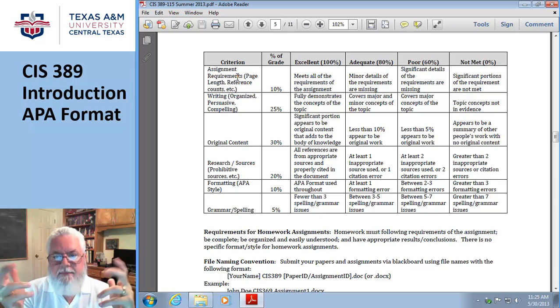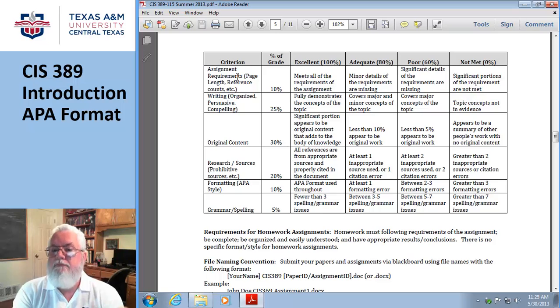The next one is the writing part. 25% is writing, and this is not an English class, okay? I'll admit that. But I do want you to be organized. I want you to be persuasive. I want you to be compelling. I want you to demonstrate that you understand the concepts of whatever the topic is for the paper. If you can show me that you know what the hell you're talking about, you're good. So the writing part really isn't grammar and spelling. That's not what I'm after. I'm talking about, can you demonstrate that you actually know what the heck is going on?